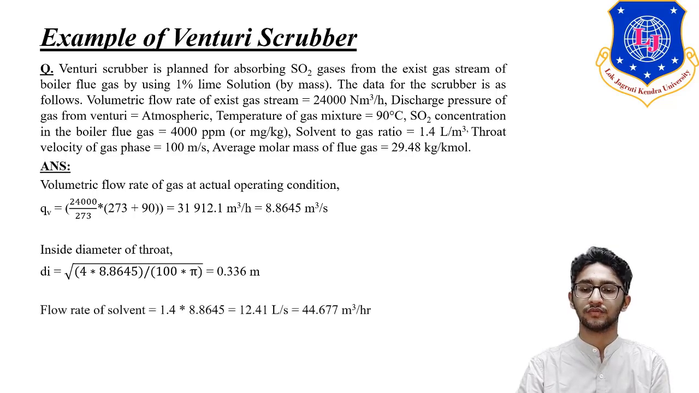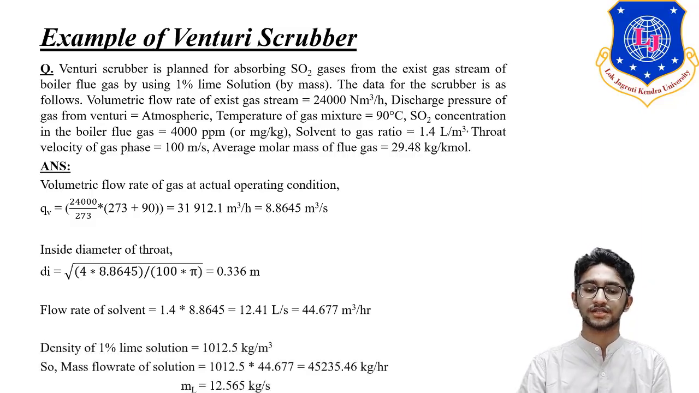The flow rate of the solvent is 1.4 into QE, that is the volumetric flow rate of the gas. So 1.4 into 8.8645 equals 12.41 liter per second. If we convert to meter cube per hour, it will be 44.677. Now the density of a 1% lime solution is 1012.5 kg per meter cube.